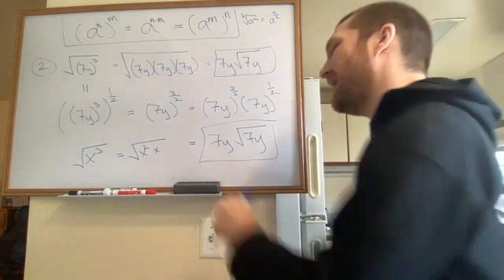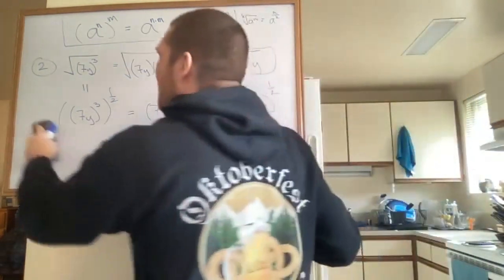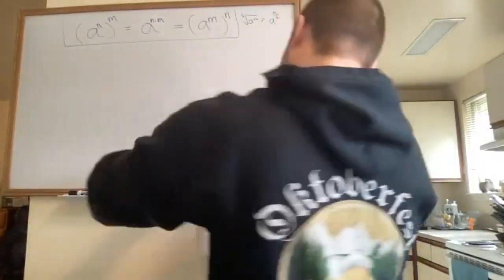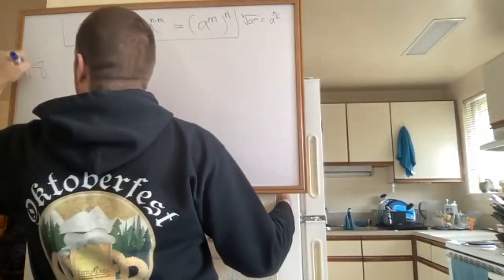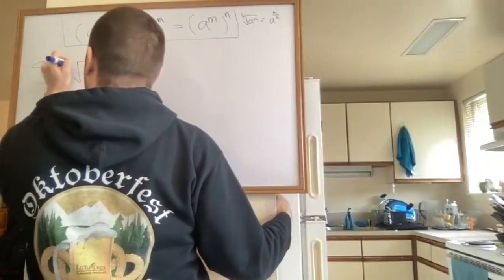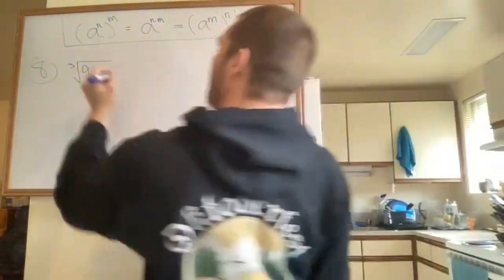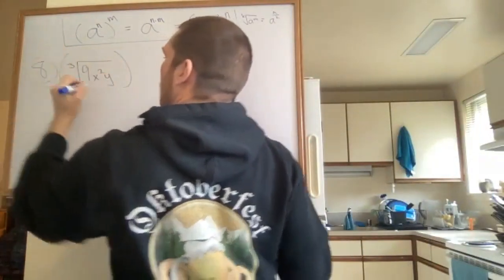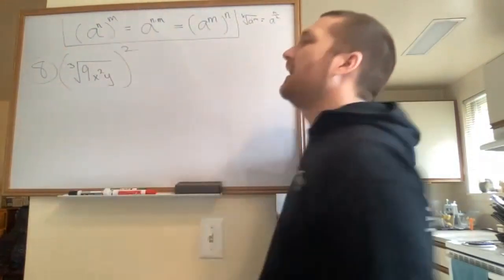Oh, here's another. Yeah, I did want to go over this one because it seems nice and simple now until you get something like this. Here's problem 8 from the same section. And it is the cube root of 9, I believe it's x squared y, all raised to the 2nd power.